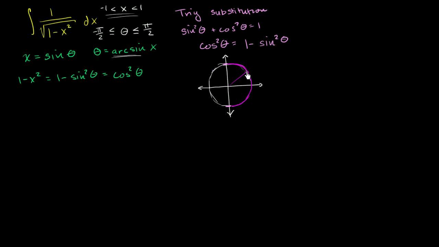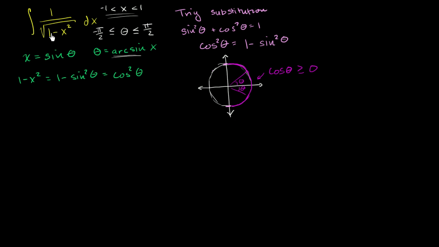So for any of these thetas that we hit, cosine of theta is going to be positive. Cosine of theta is going to be greater than or equal to 0 in any of these situations. It's going to be useful as we try to simplify this expression. So let's try to substitute back.